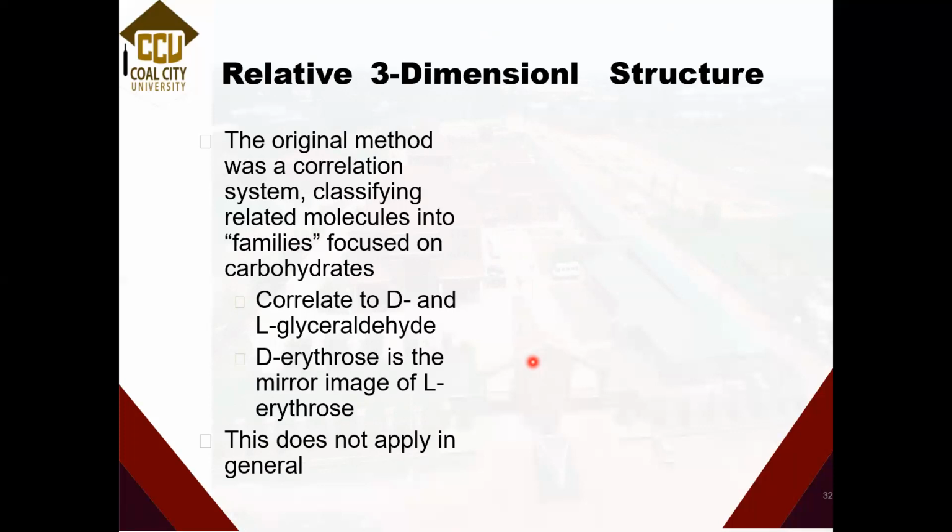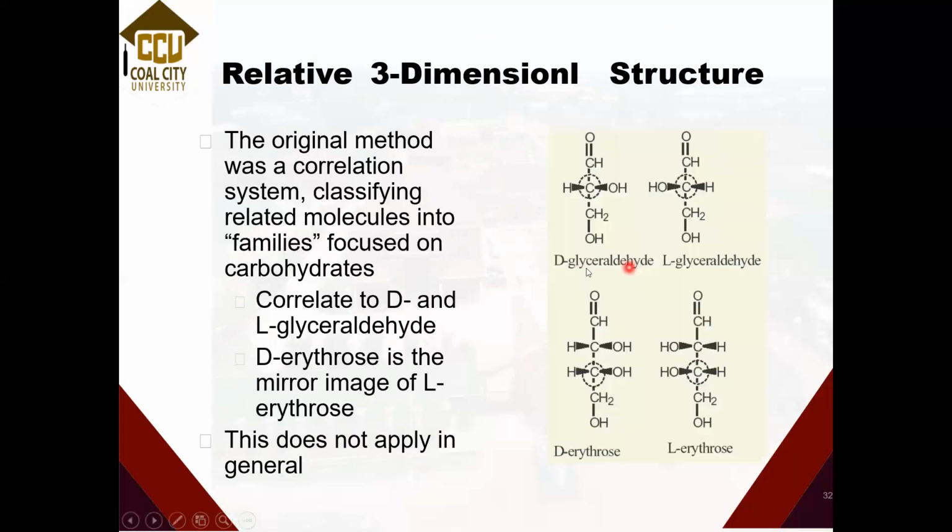This does not apply in general. Look at it here. We have your D-glyceraldehyde, we have your L-glyceraldehyde, we have your D-erythrose, we have your L-erythrose. Now you can see the way it is being named. When you have your OH on the right side, we call it D-erythrose. When you have both of them on the left side, we call it L-erythrose. But this method was used for carbohydrates. It is not the best way to tell whether it is dextrorotatory or levorotatory.